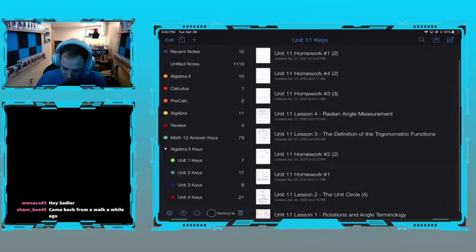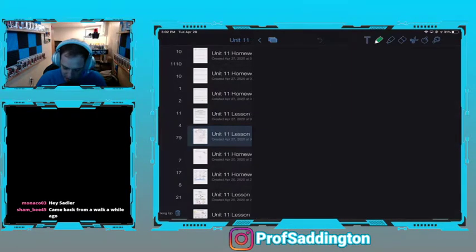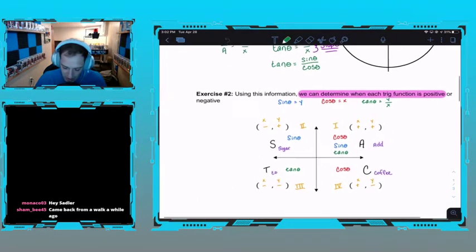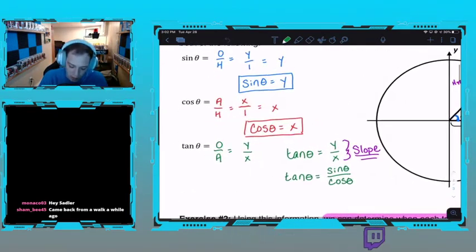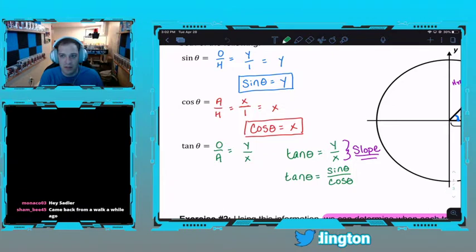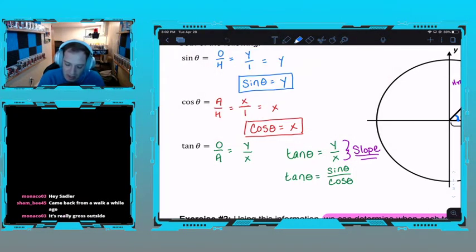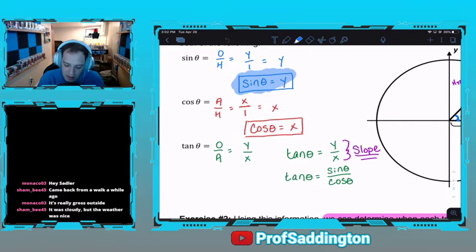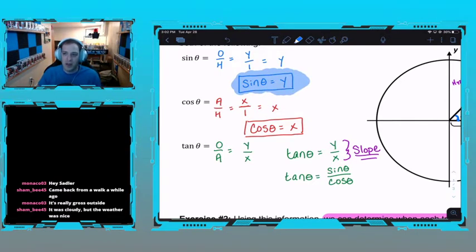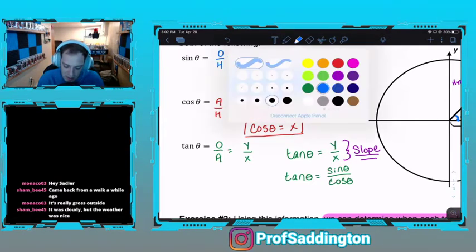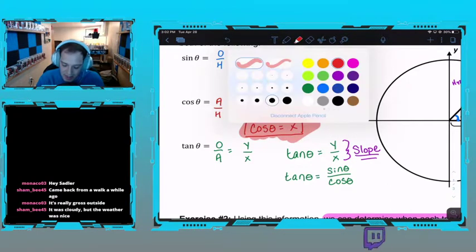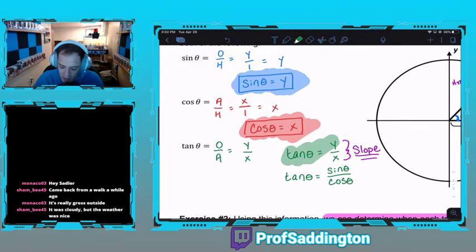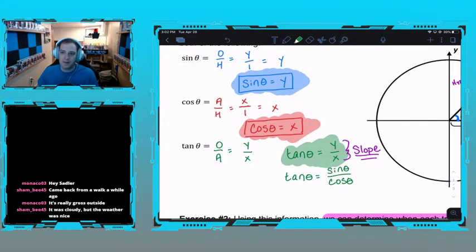Alright, so let's see here. Lesson 3. So yesterday we talked about 3 important things on the front page, and I'm just going to go back and touch up on them because we're going to be talking about them again today. Sine is the same thing as the y value, cosine is the same thing as the x value, and tangent is the same thing as saying y over x.